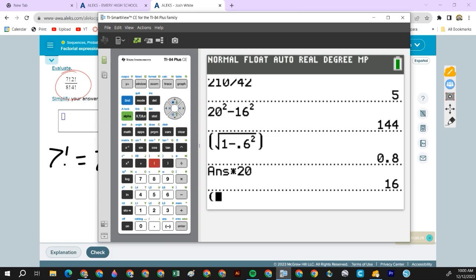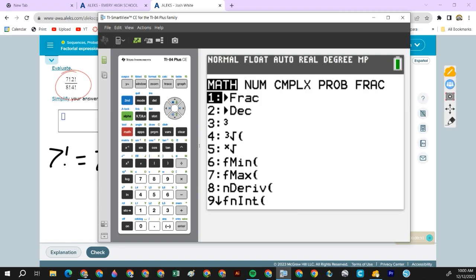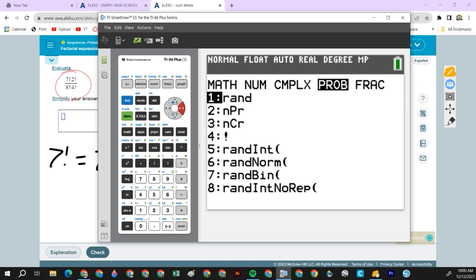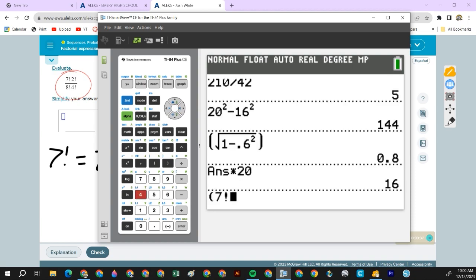Let's actually put these in parentheses. 7, and then I go math over to probability, and then 4 is the factorial button. If you have the blue calculators, from the top left, you go down 1 and right 1, and there's the PRB button, the probability button. If you push that, you'll find factorial inside there.